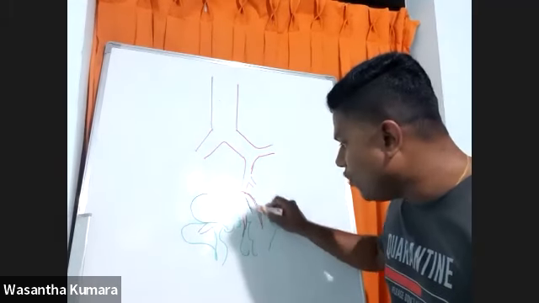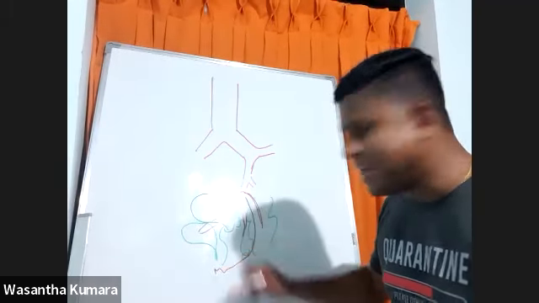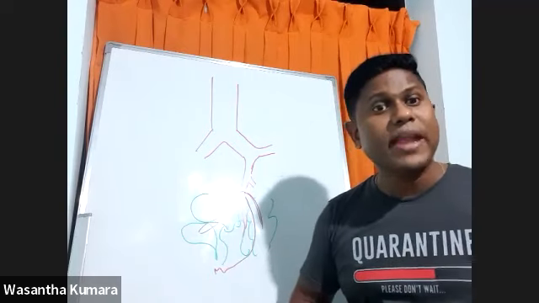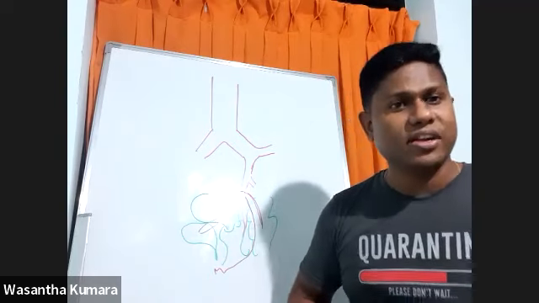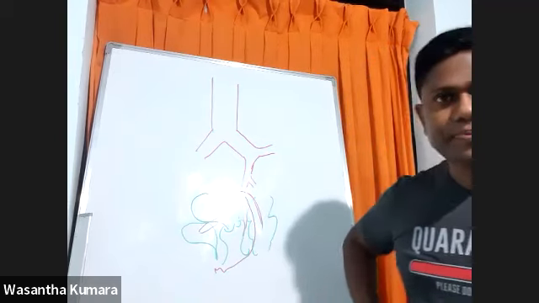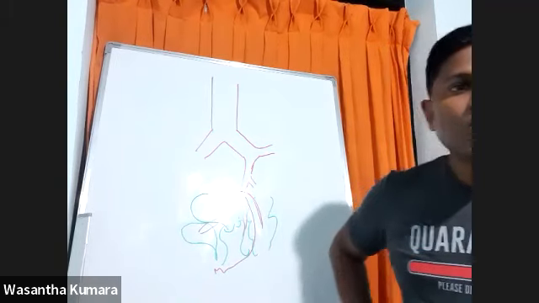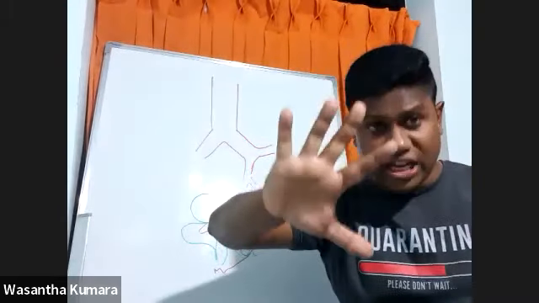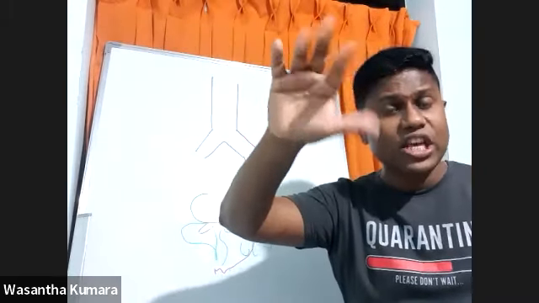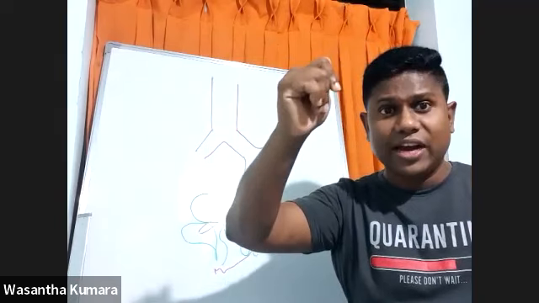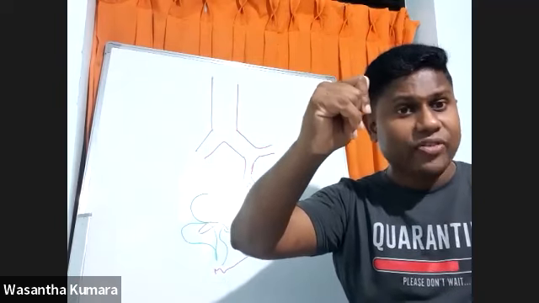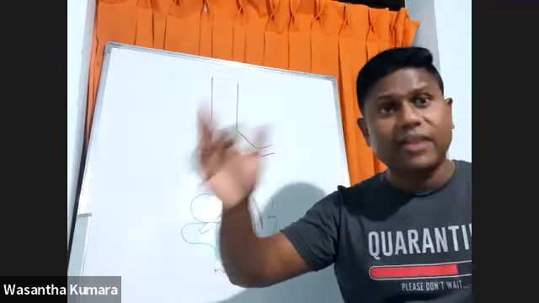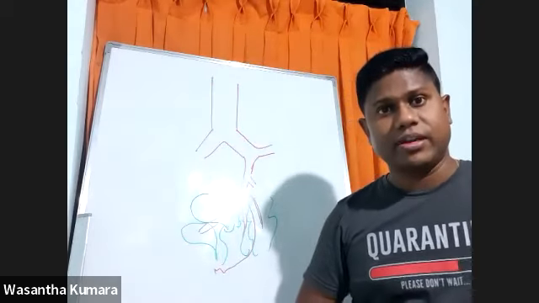Another branch will be coming to the perineum. That is the vulva, the outside perineum. That is called pudendal artery. Internal pudendal. So 5 branches. Internal iliac artery has 5 branches. What are those 5 branches? Uterine artery, vaginal artery, vesical arteries, right? Middle rectal artery and internal pudendal artery.